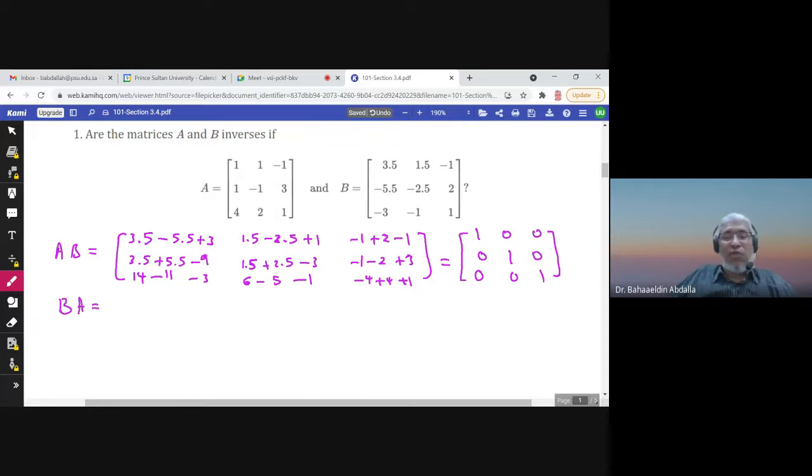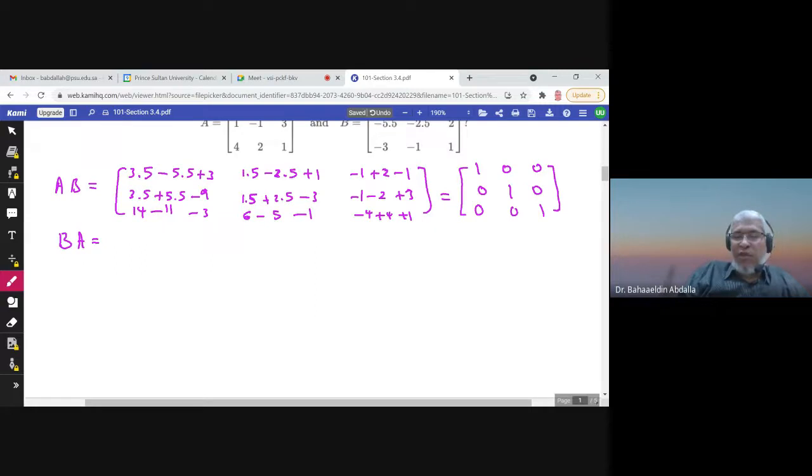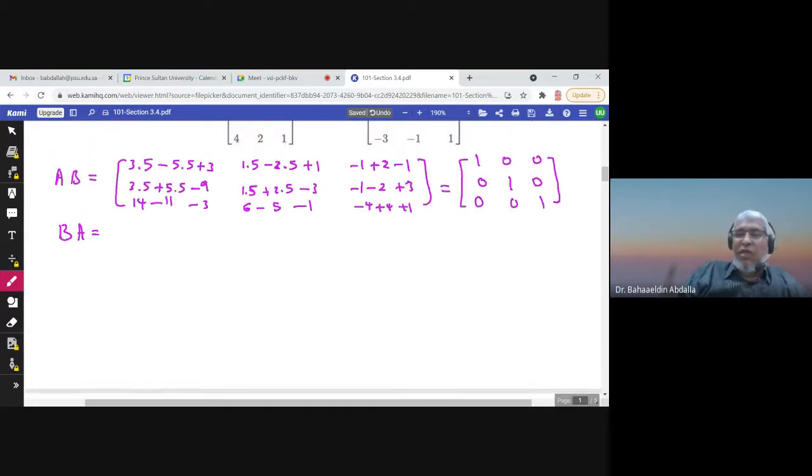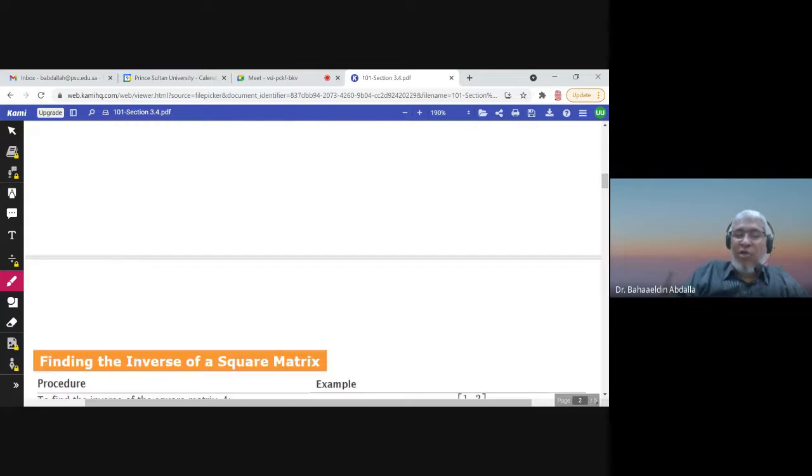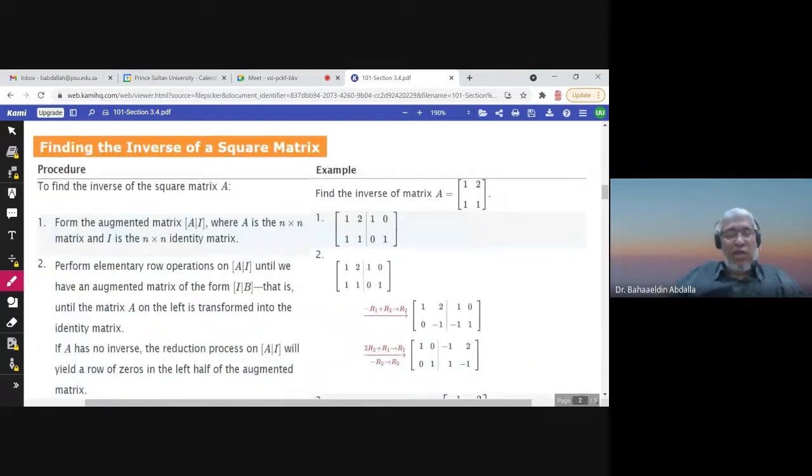I leave it for you to multiply B times A and check whether you also get the identity matrix or not. If you get the identity matrix, then you say that yes, A and B are inverses of each other. If not, then they are not inverses of each other. Okay, so it's not enough that A times B equals the identity. B times A also has to equal the identity.